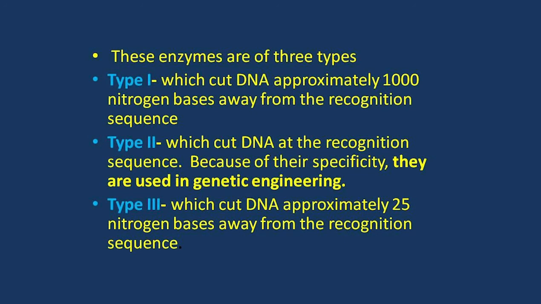Type 1, which cut DNA approximately 1000 nitrogen bases away from the recognition sequence. Type 2, which cut DNA at the recognition sequence. Because of their specificity, they are used in genetic engineering. EcoR1 is an example of a type 2 enzyme. Type 3, which cut DNA approximately 25 nitrogen bases away from the recognition sequence.